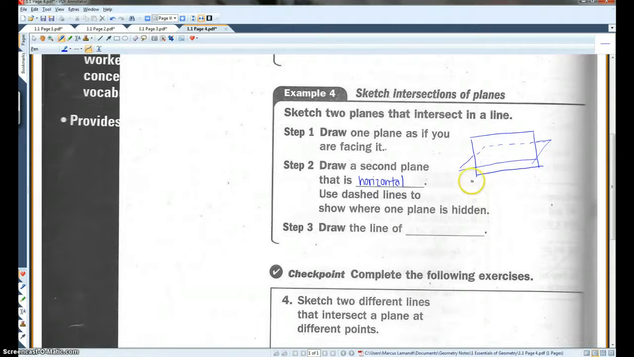Okay, and then use dashed lines to show where the plane is hidden. Draw the line of intersection. This is a T over here. There we go. And that would be right here. This is totally fine. If it doesn't even look this good, don't even worry about it. Okay?